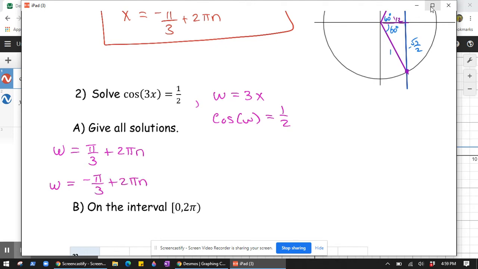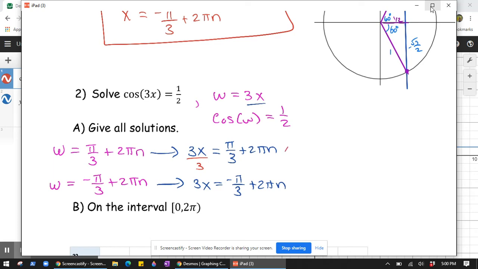Now, of course, we just got to remember, we weren't really solving for w, we were solving for x. So we substitute that back in for w. So this means 3x is equal to pi/3 plus 2 pi n. And of course, this means 3x is equal to negative pi/3 plus 2 pi n. We divide both sides by 3, and we'll have our answers.